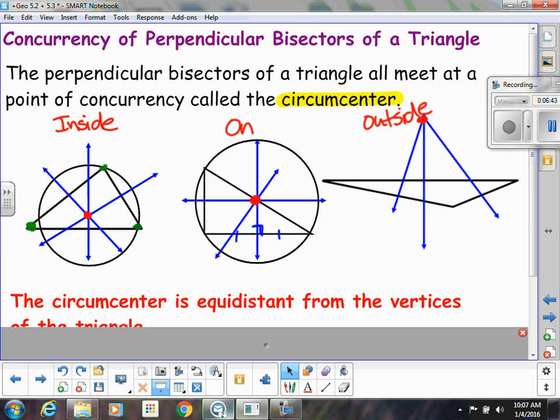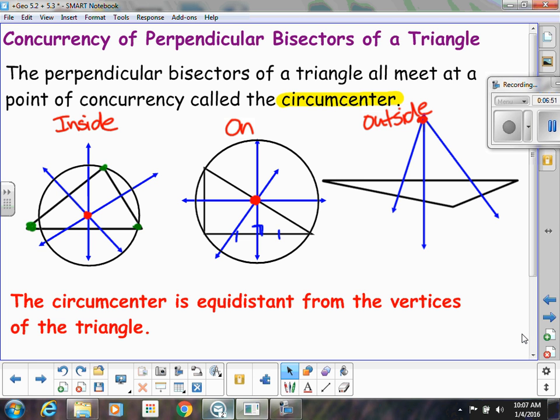All right, now what do we know about that? We know that the circumcenter is going to be equidistant from the vertices of the triangle. And if you think about it, that makes sense, doesn't it? If this is going to be the center of a circle, well, if I drew in the lines to the vertices, those are all radii of that circle. So all of those are going to be congruent. Same thing if I did over here. If I drew that line, that line, that line, all of those are radii of that circle. So those are going to be congruent to each other.